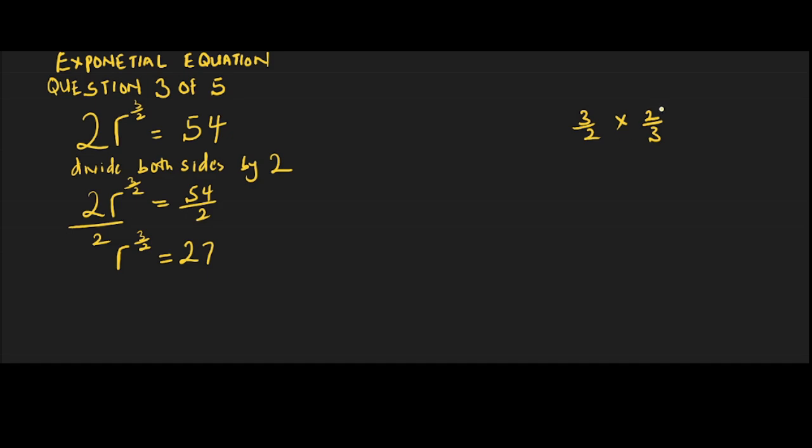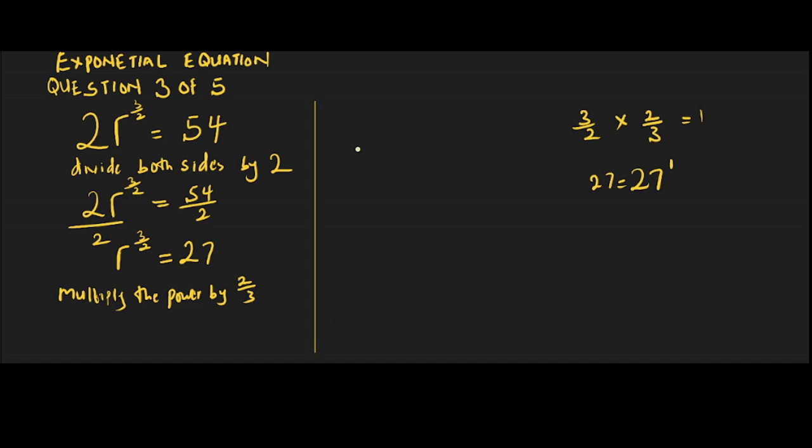By the time we multiply this together, 2 cancels 2 here, 3 cancels 3 here, and we have 1. Multiplying them together will give us 1. So in this case, we are going to multiply the power by 2 over 3. 27 here has the power of 1. So that means 27 is equal to 27 raised to power 1.